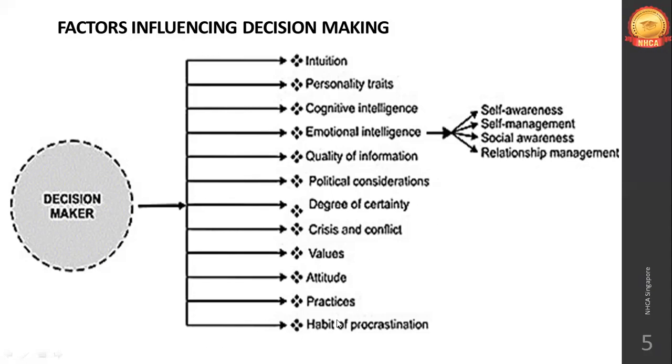Then the habit of procrastination. Like, a problem exists, but you still don't want to solve it. You are keeping it for later and later and later. So that's the habit of procrastination. These are the factors that will influence decision making. This exact diagram is given on page number 80. Those who have the textbook, on page number 80, the exact diagram is given.